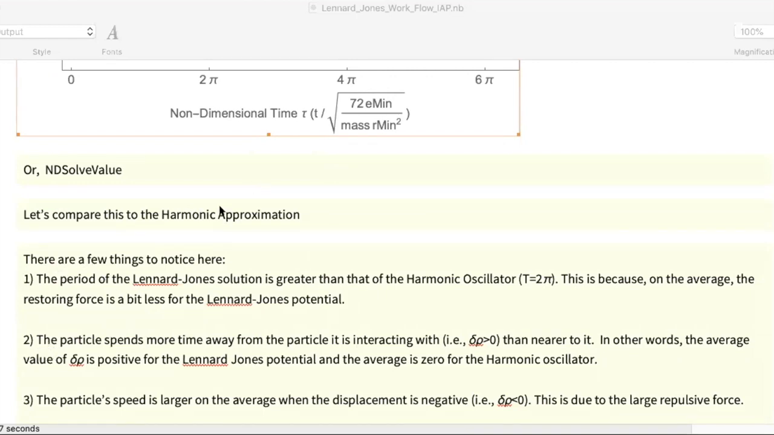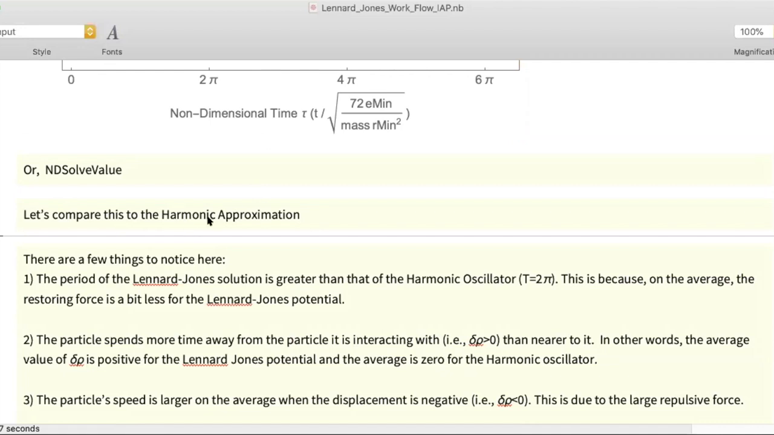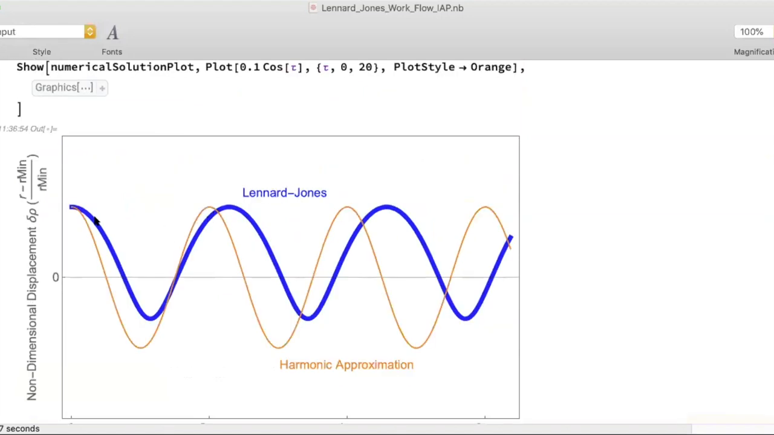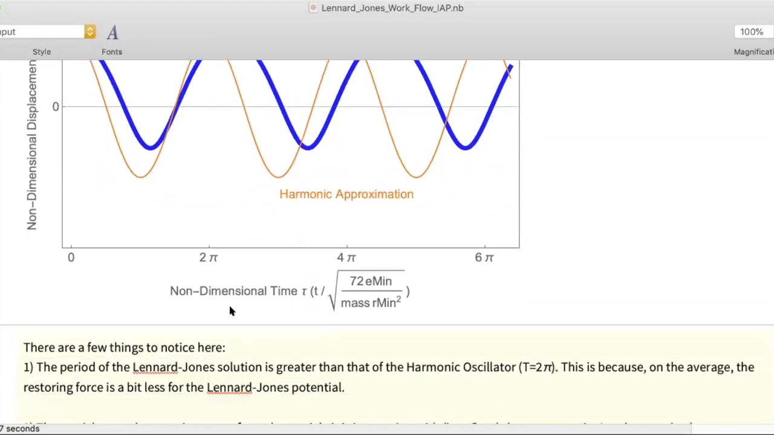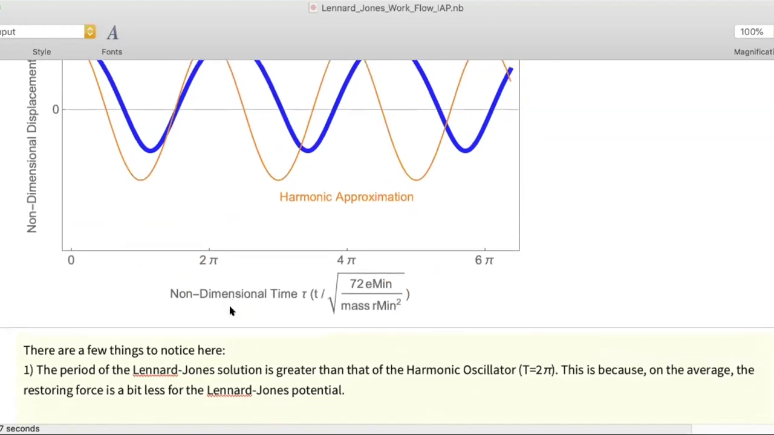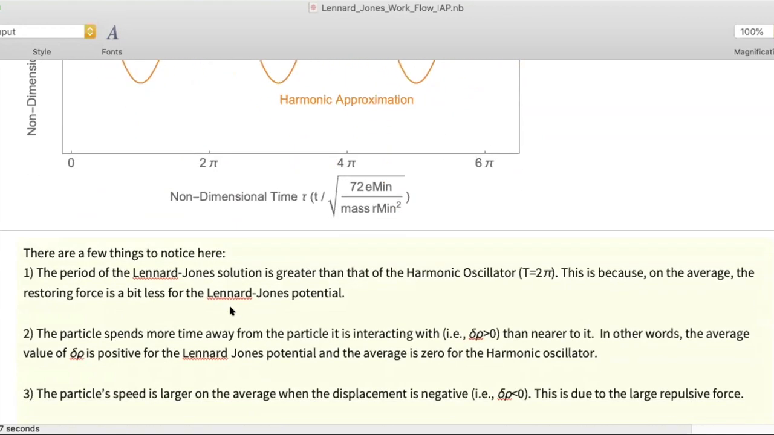So do this here. And so what we see is a quick visualization of what the difference is between doing this numerical solution and this harmonic approximation. Okay, and so there's a lot of things we could learn here, kind of the nature of a system which has this asymmetric potential.